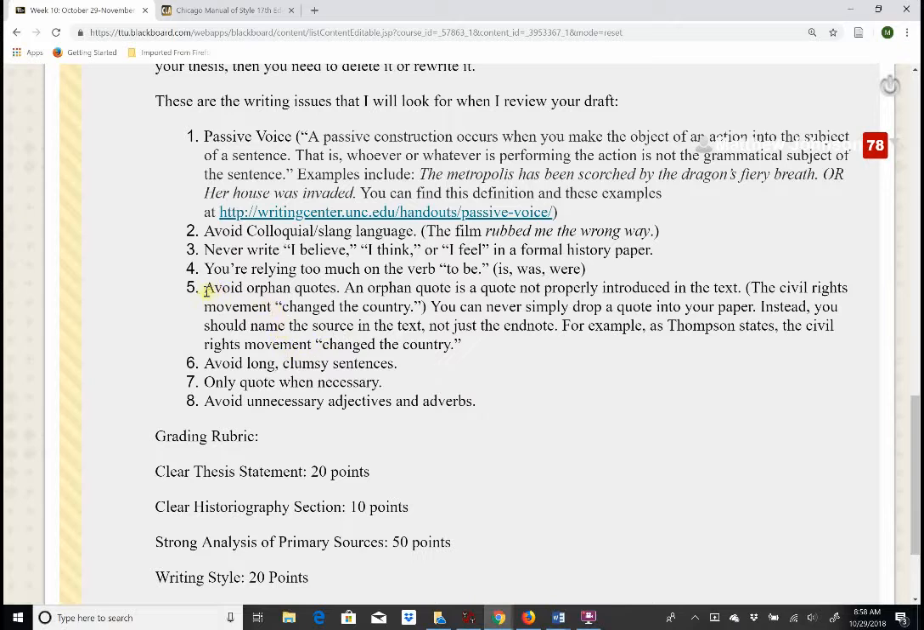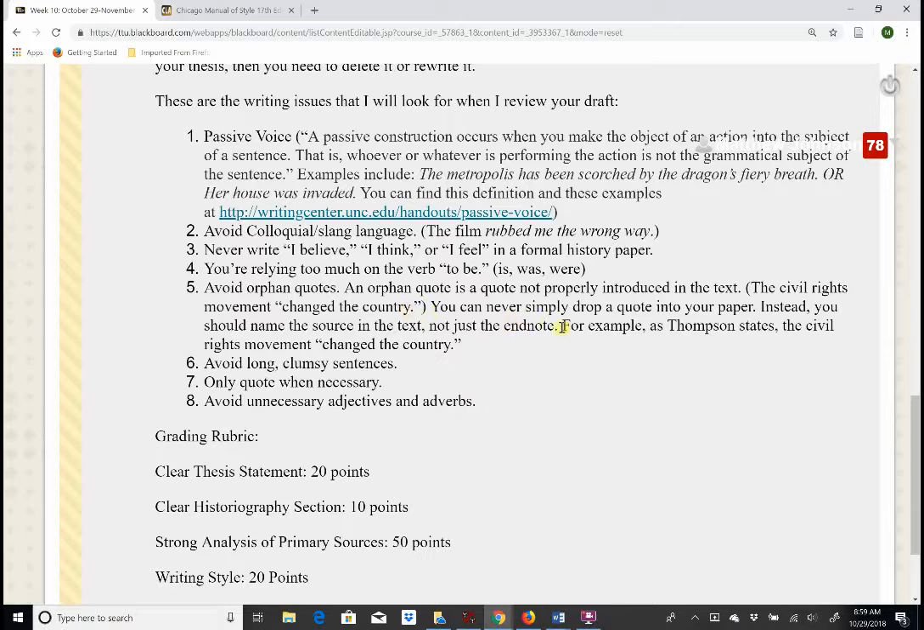Okay, so this is another one. So you might not have heard this term before, which is orphan quotes. And so an orphan quote basically is a quote where you don't introduce the author in the text when you quote. And so, for example, I have an example here. So the civil rights movement, quote, changed the country. And so you likely got changed the country from another author somewhere, but you just insert it with a quote. And you can't do that. Some disciplines actually allow that, and it's just really bad form. And so I want you to get these orphan quotes out.